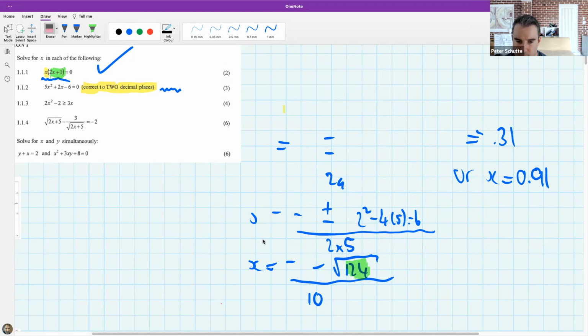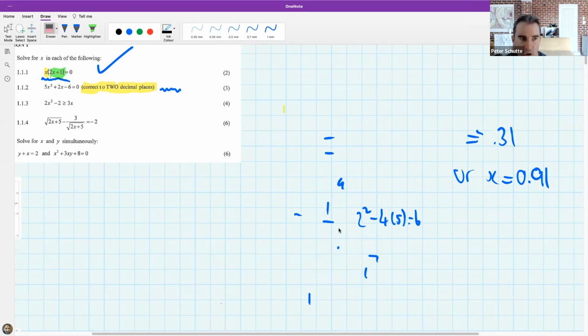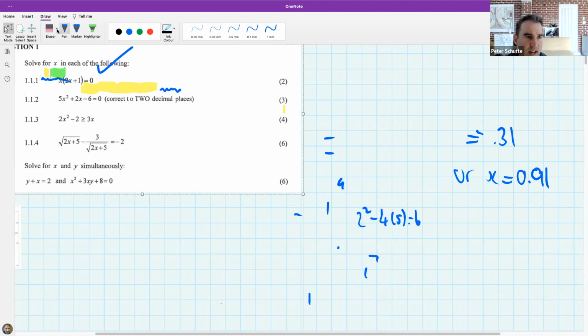All right. So let me get rid of this. Now, in the meantime, while I'm cleaning my board, I want you to have a look at trying to solve question 1.1.3. And all I'm going to say to you about question 1.1.3 is, if it was an equation, what would your first step be?